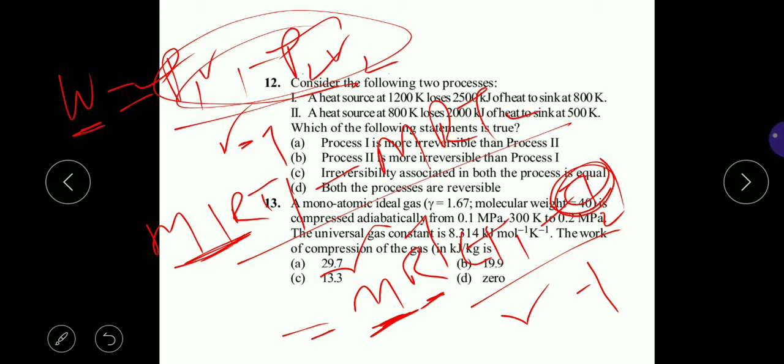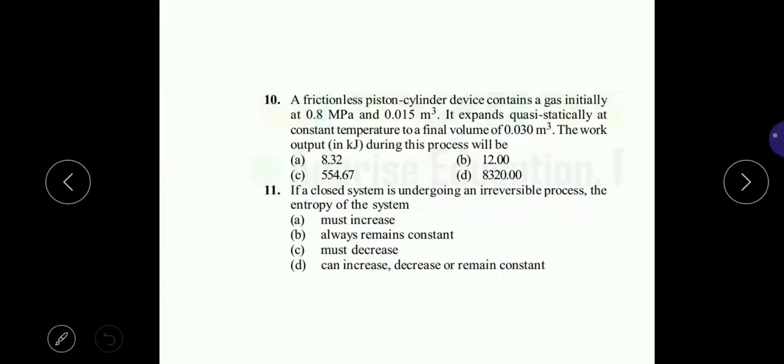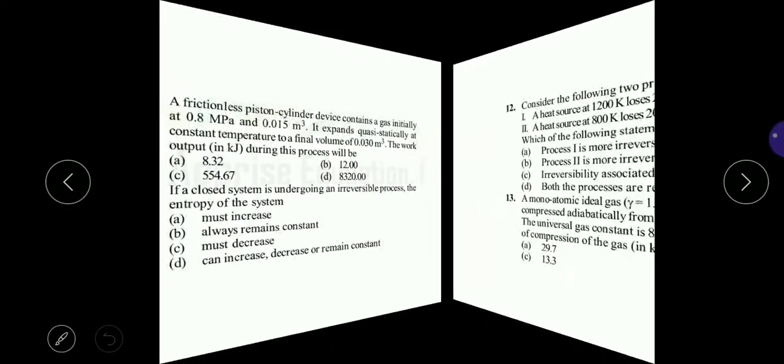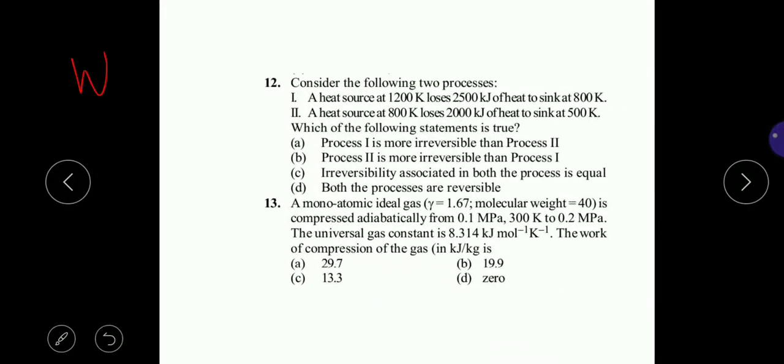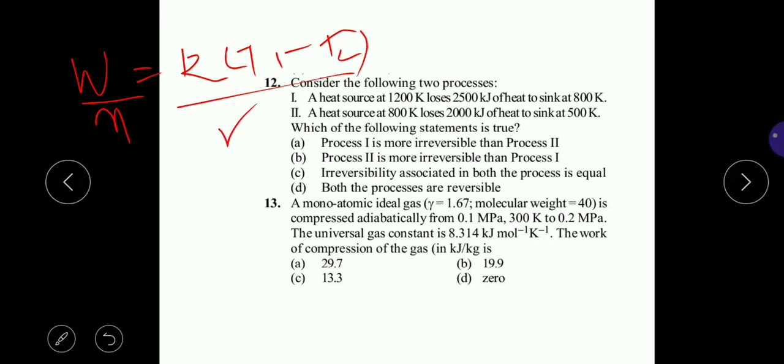But here it is asking to find the work of compression of the gas in kilojoule per kg. So we can take this m to this side, so I can write W by m equal to R times T1 minus T2 divided by gamma minus 1.